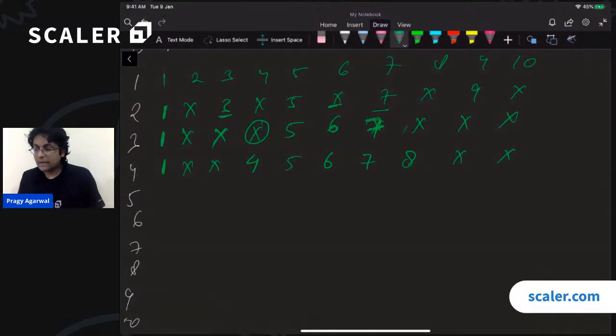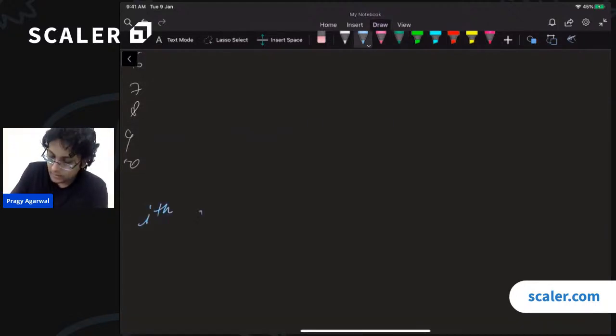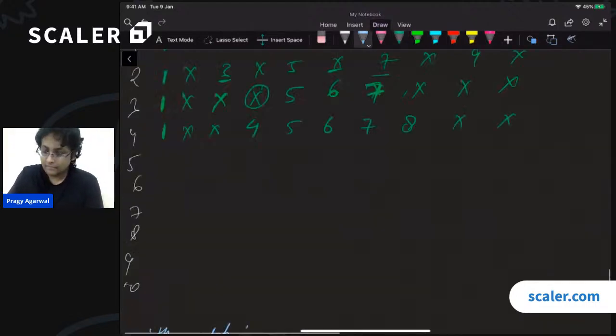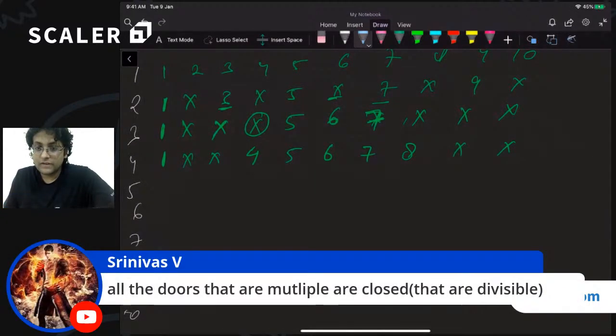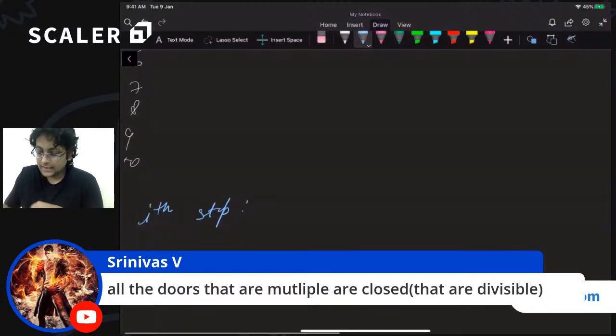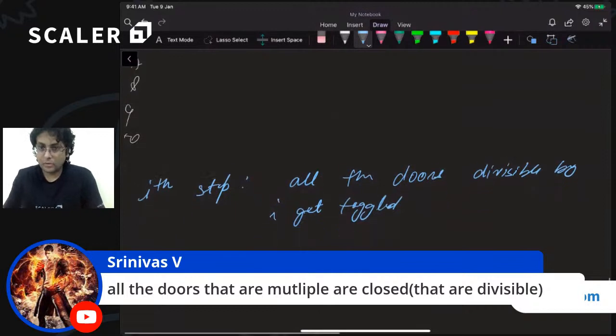So can someone see what is happening over here? Basically, what happens in the ith step? Exactly. So Srinivas has the right idea over here. Srinivas says that in the ith step, all the doors that are divisible by i get toggled. Right? That is the problem over here.